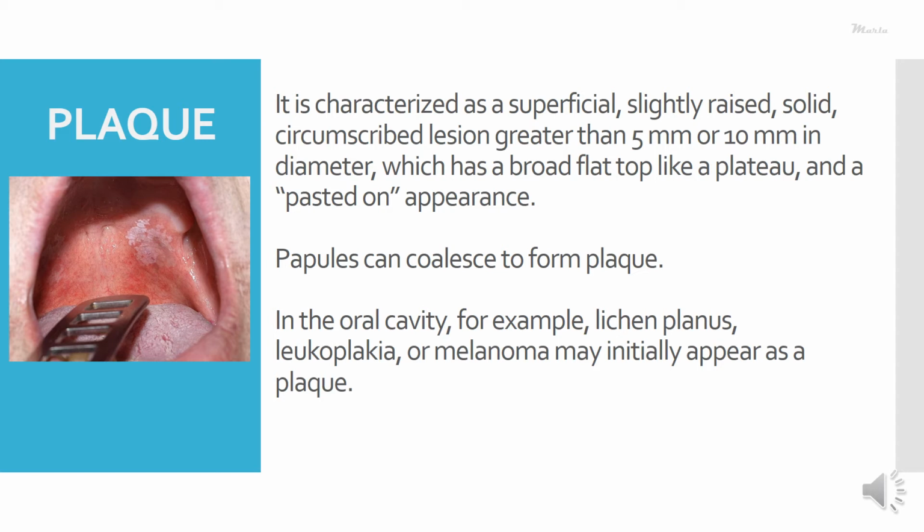To summarize the point we discussed before, a primary lesion is the same presentation as its initial presentation, whereas a secondary lesion is a different presentation from its initial presentation because there is some alteration in the presentation of the lesion. Various examples of lesions which present as plaque include leukoplakia, lichen planus, melanoma. But melanoma may initially appear as a macule or as a plaque, as we discussed before, and later become nodular and more aggressive.